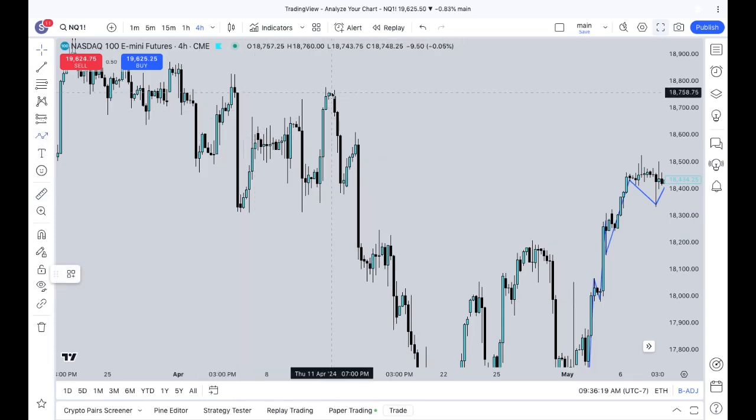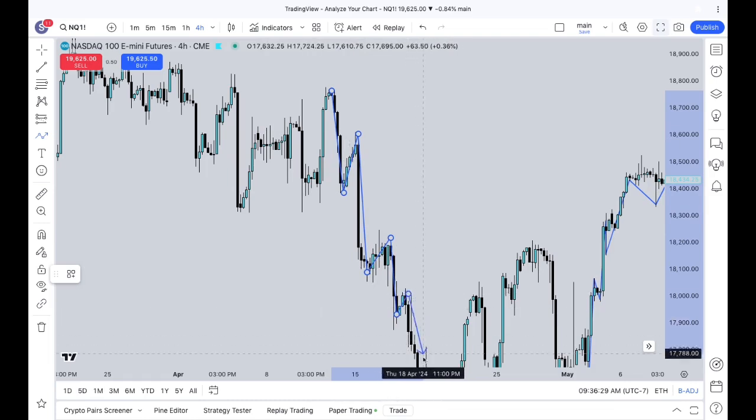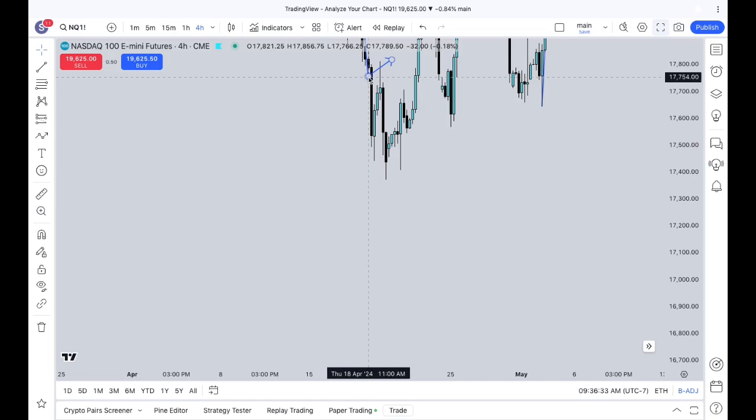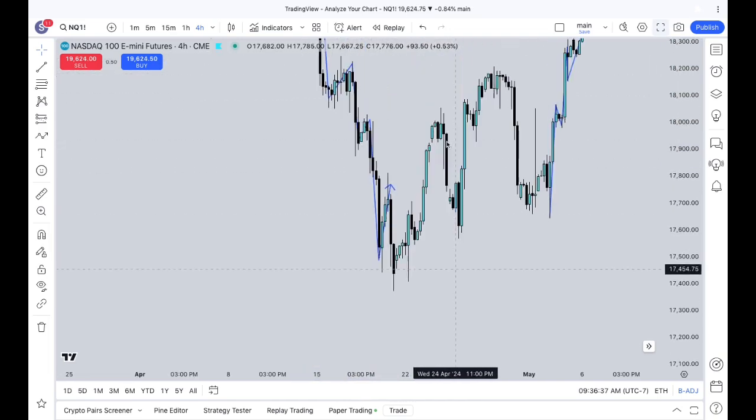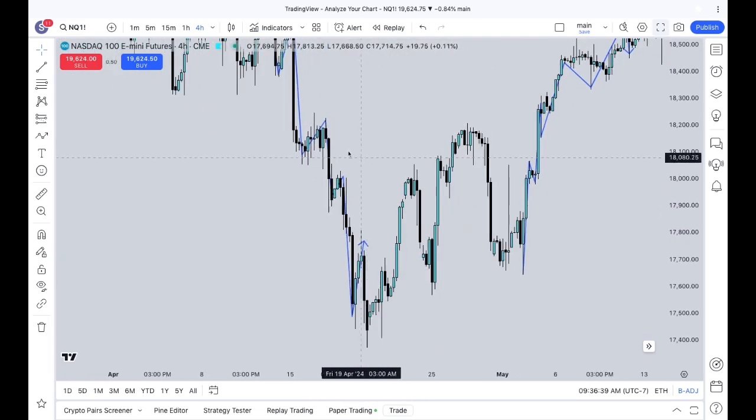Let's start up here. So we have a high, and then we have a lower low, and then a lower high, and then a lower low, and then a lower high, and then a lower low, and a lower high, and then we have a lower low down there. And then we have a lower high, and then a lower low. So that's the trend right there. We have a downtrend right here.